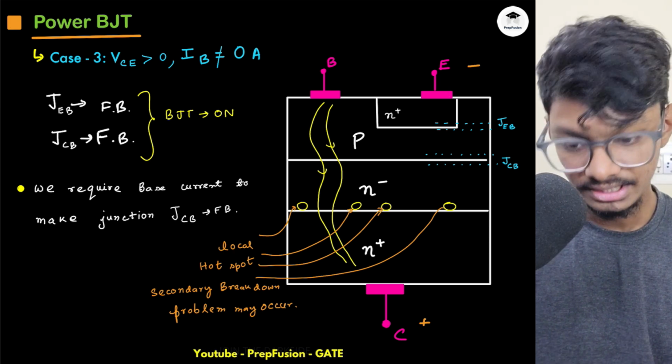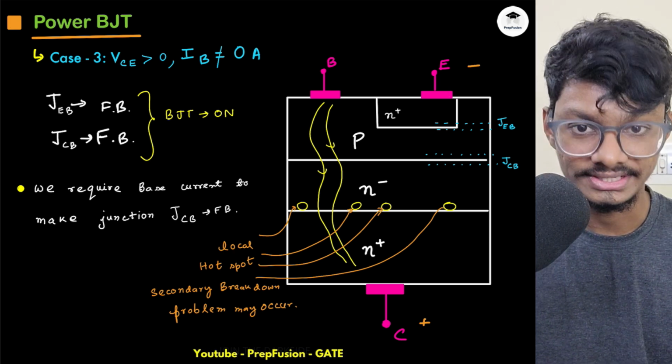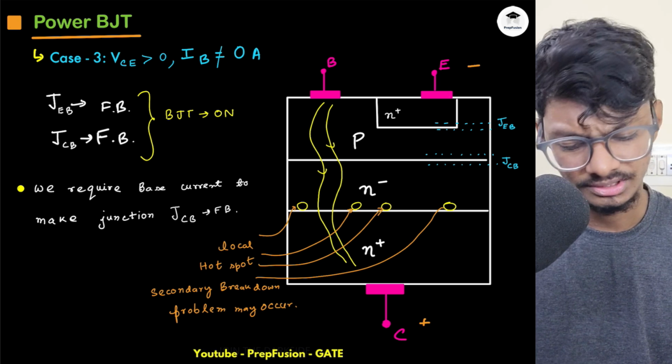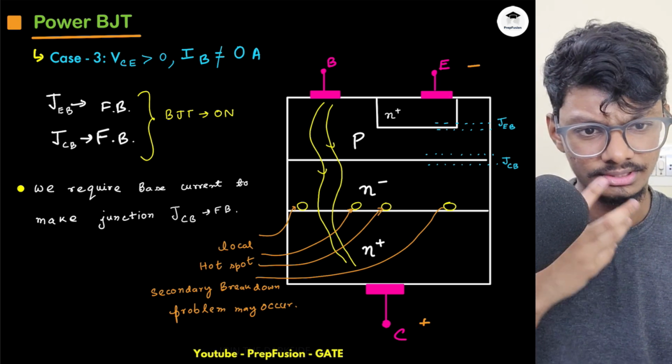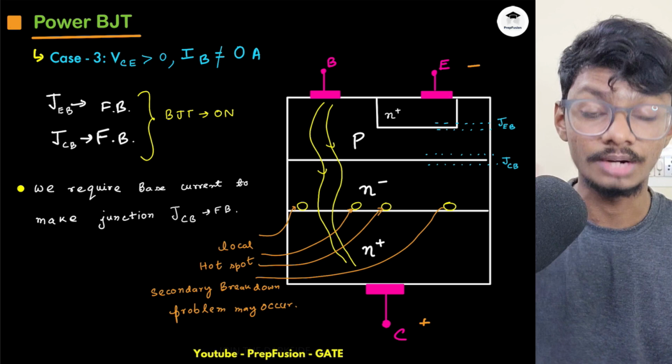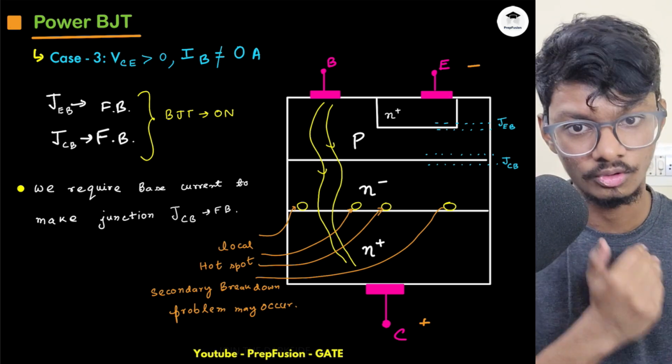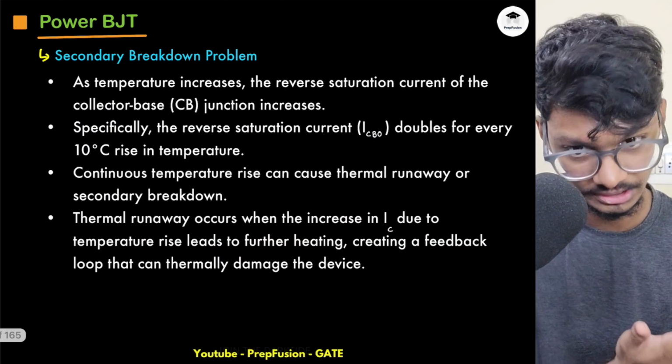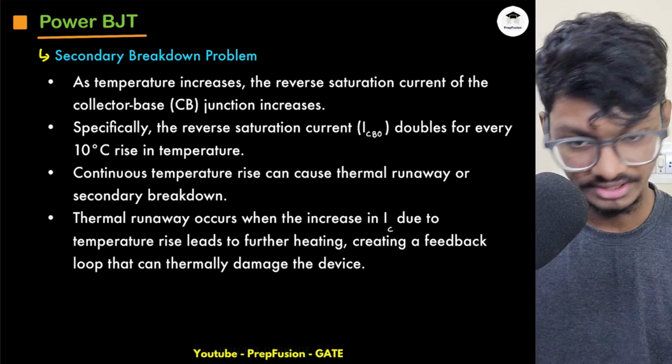So basically this is also known as the, forgot the name, thermal runaway. This is also called thermal runaway, that I hope you have studied. So secondary breakdown problem, what is a secondary breakdown problem?